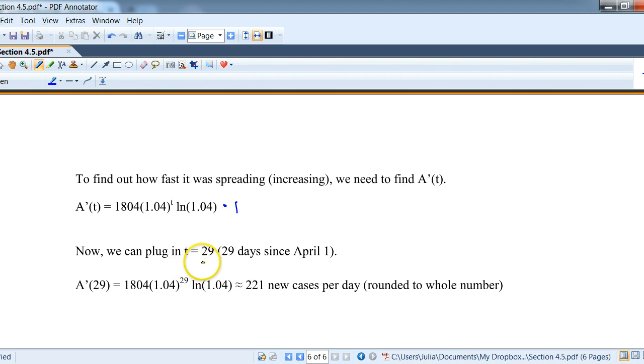And why do we plug in t equals 29? Well, if you think about it, if April 1st is t equals 0, then April 2nd is t equals 1, one day since April 1st. So April 30th is 29 days since April 1st. And we can plug in 29, and we get approximately 221 new cases per day, and that's rounded to the whole number. And that's it for this section.